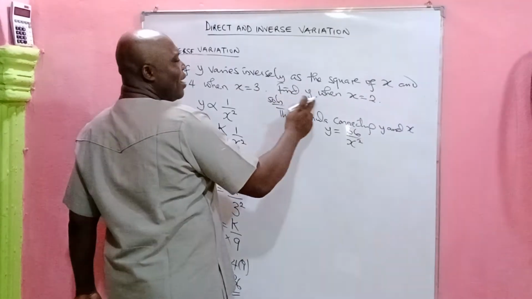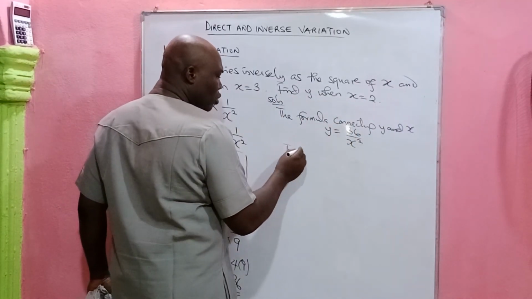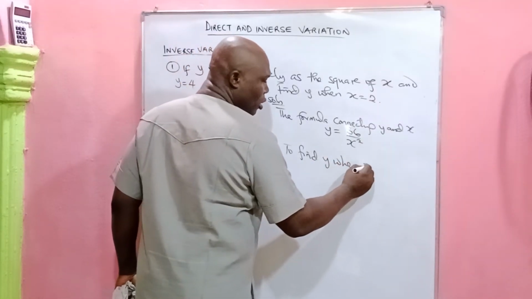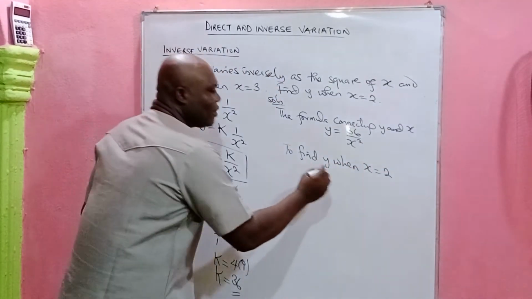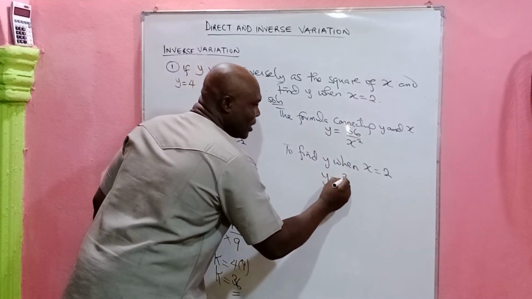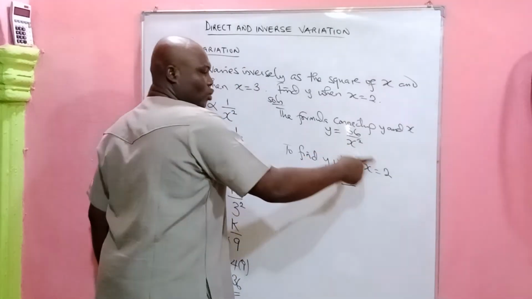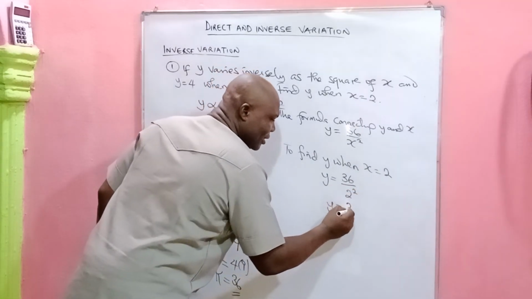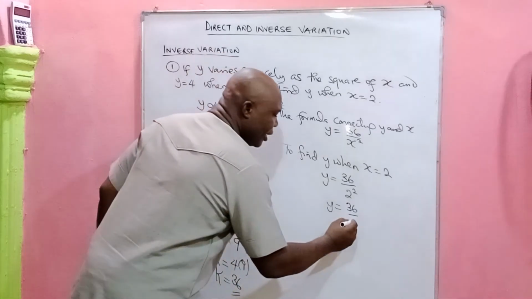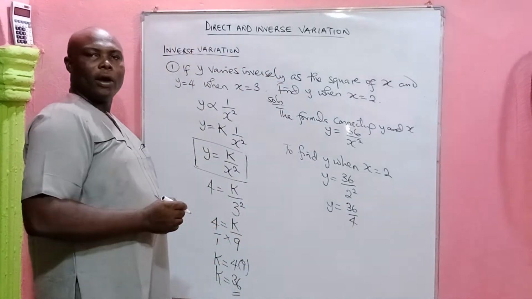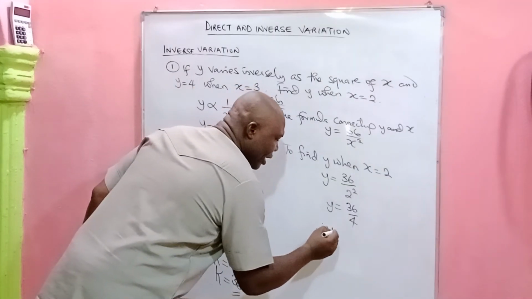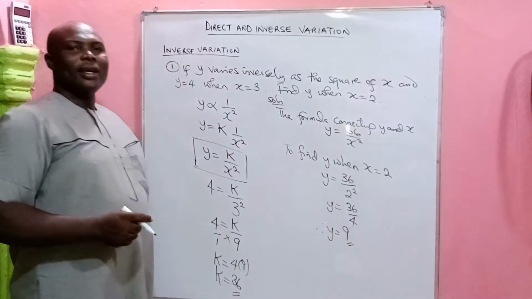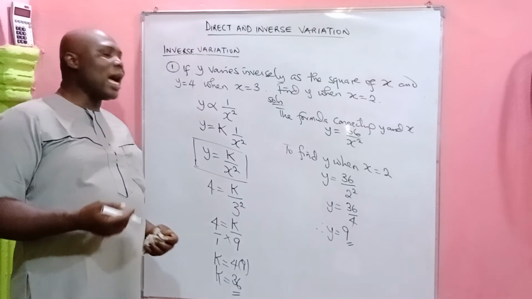And here they say we should find y when x is 2. So y will be equal to 36 all over x squared, with x being 2, so that will be 2 squared. So y will be equal to 36 all over 2 squared, which is 4. Which means y will be equal to 36 divided by 4. That gives us 9. As simple as it is. So we've gotten our y.